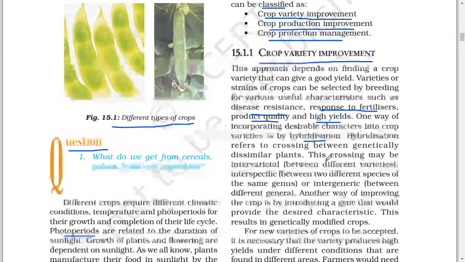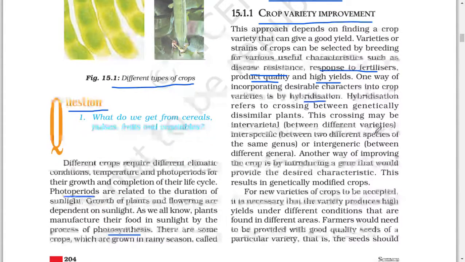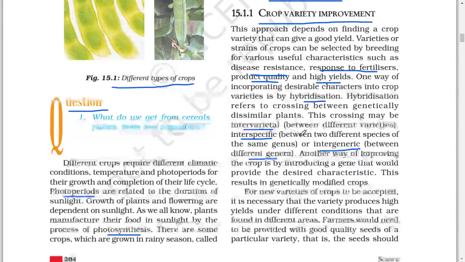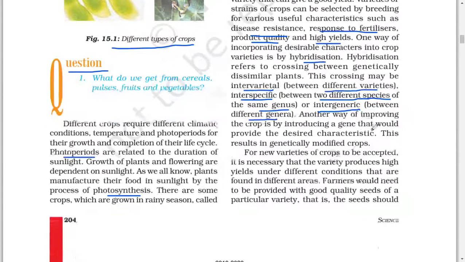Hybridization refers to crossing between genetically dissimilar plants. This crossing may be intervarietal, between different varieties; interspecific, between two different species of the same genus; or intergeneric, between different genera. Another way of improving the crop is by introducing a gene that would provide the desired characteristics. This results in genetically modified crops.